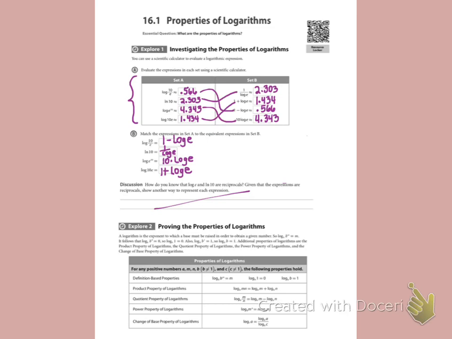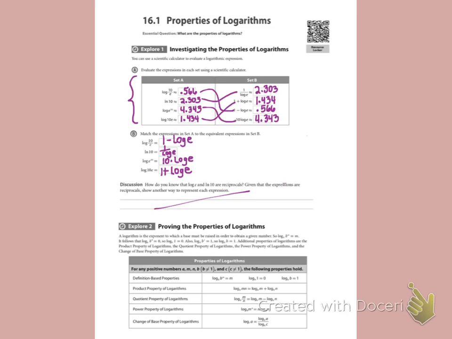So a logarithm is the exponent to which a base must be raised in order to obtain a given number. So that's something we've been establishing. So log base b of b to the m power is m. It follows that log base b of b to the 0 power equals 0, and so log base b of 1 equals 0. So that is actually one of the most basic log properties.